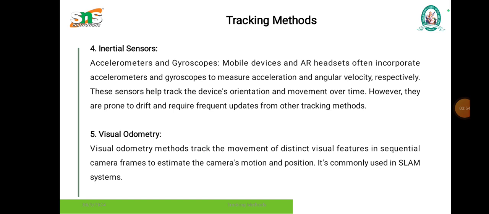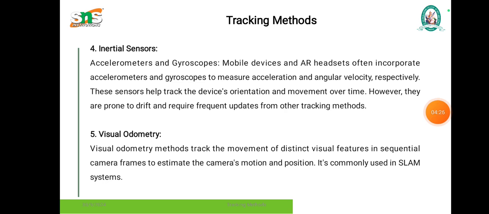And the next type is inertial sensors: accelerometers and gyroscopes. Mobile devices and AR headsets often incorporate these accelerometers and gyroscopes to measure acceleration and angular velocity. Respectively, these sensors help to track the device orientation and movements over time.